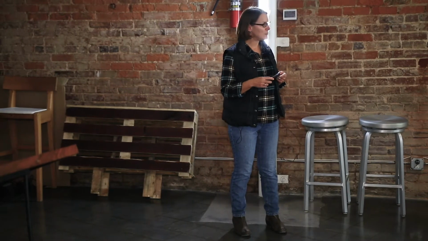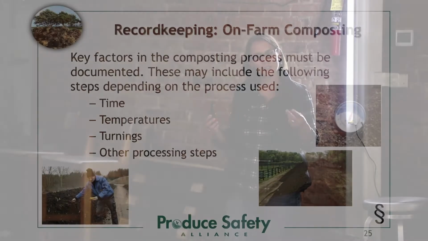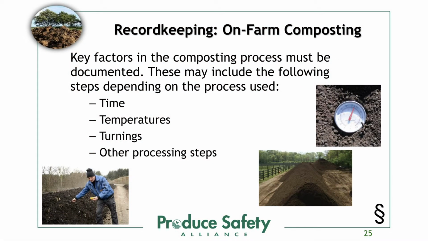And this is important not only from the food safety perspective. I always say that it's not just things you're doing for food safety, it's a double win-win because it's for production as well. If you're not getting that pile up to temperature, you're going to have plant pathogens in that pile, and you're going to have weed seeds that aren't going to get killed in that pile. And we all know we don't need any more weeds on our farms, so we want to make sure we're getting up to temperature and killing those weeds. And then other processing steps that might be in there.